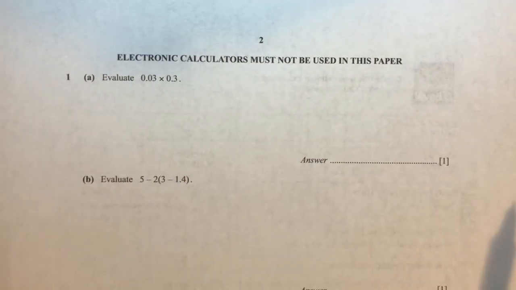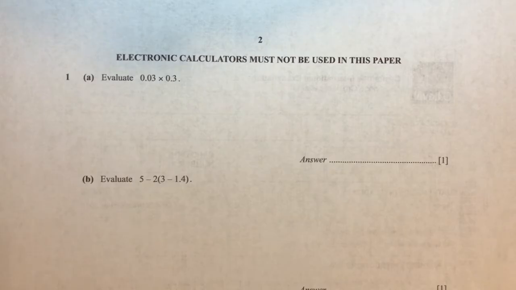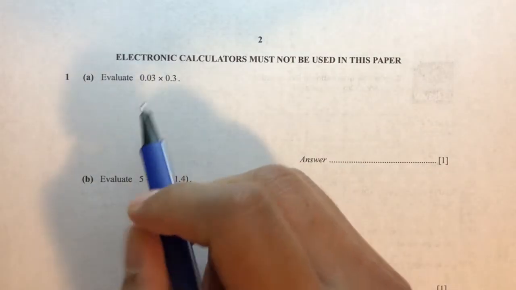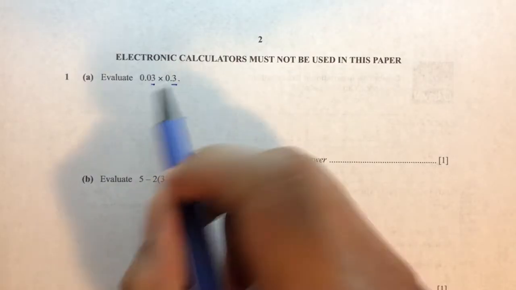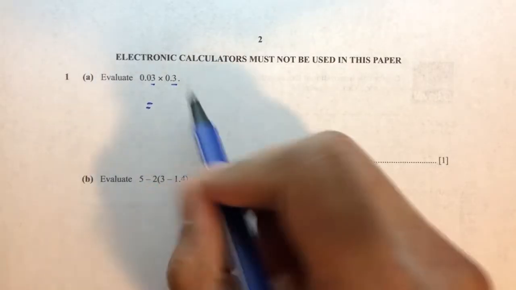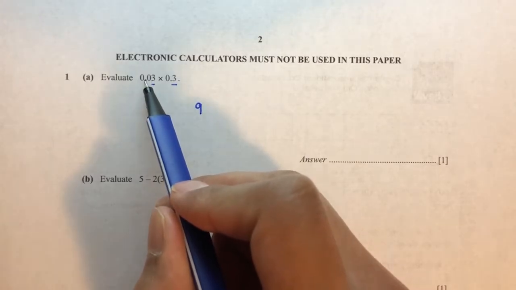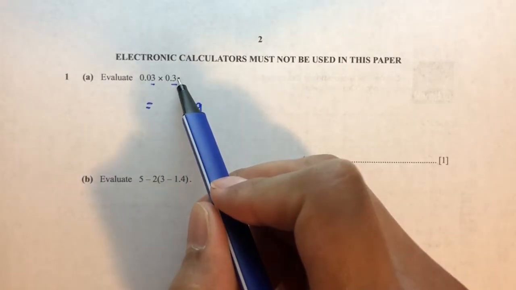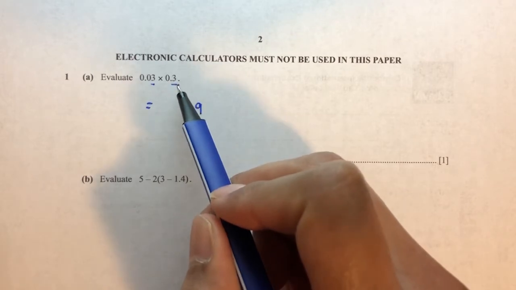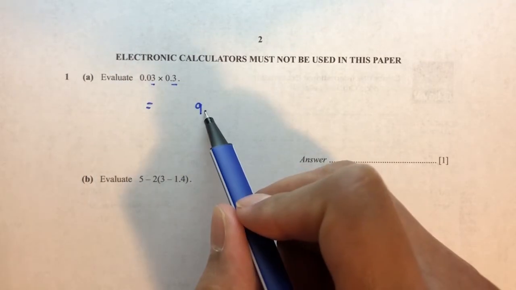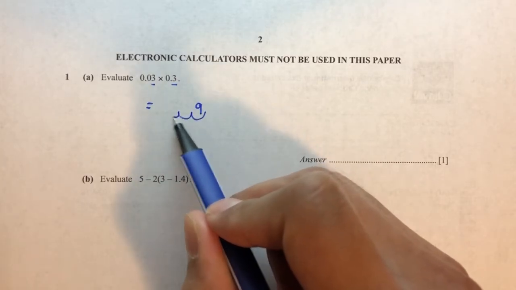Okay. So the first question is evaluate 0.03 times 0.3. The way I like to do this is let's first ignore the decimal place. So let's just do 3 times 3. 3 times 3 is what? Is 9. In this first number we have 2 decimal places. This number we have 1 decimal place. So in total we have 2 plus 1, which will be 3 decimal places. So we count 1, 2, 3 decimal places.